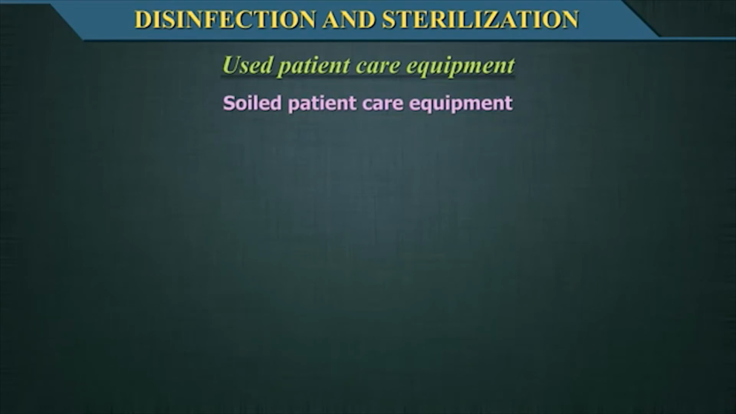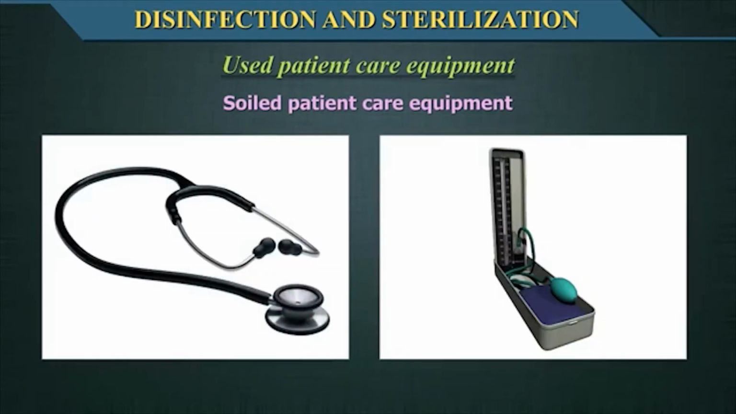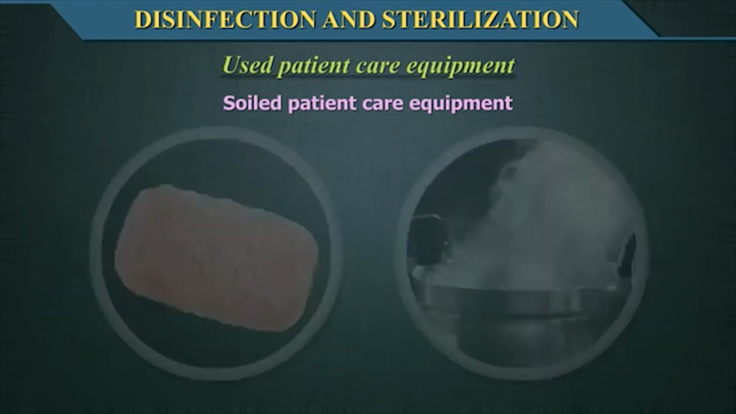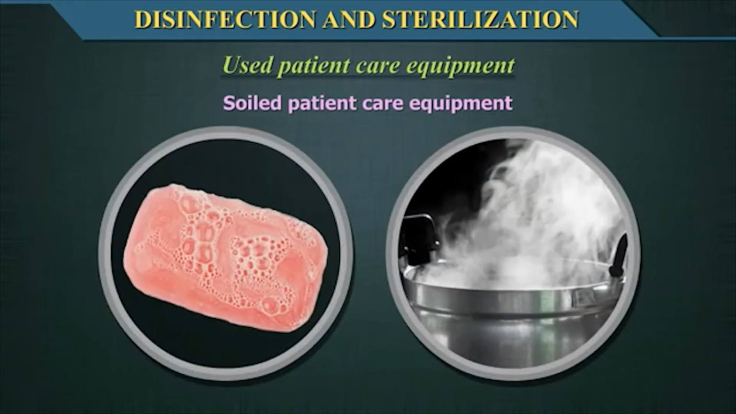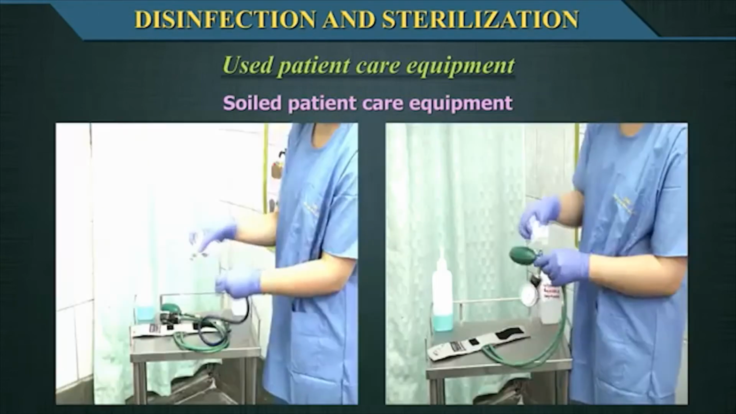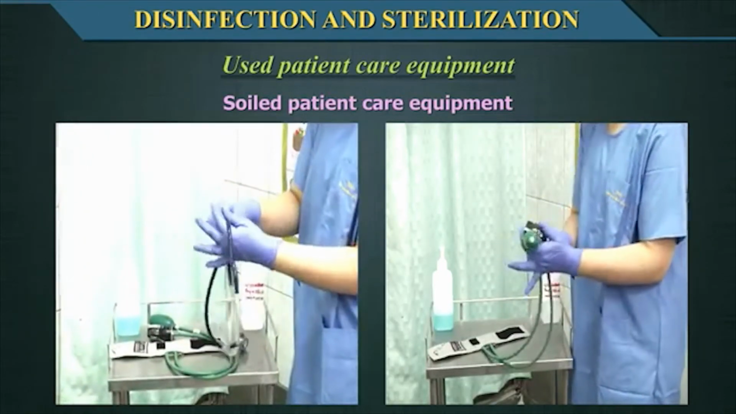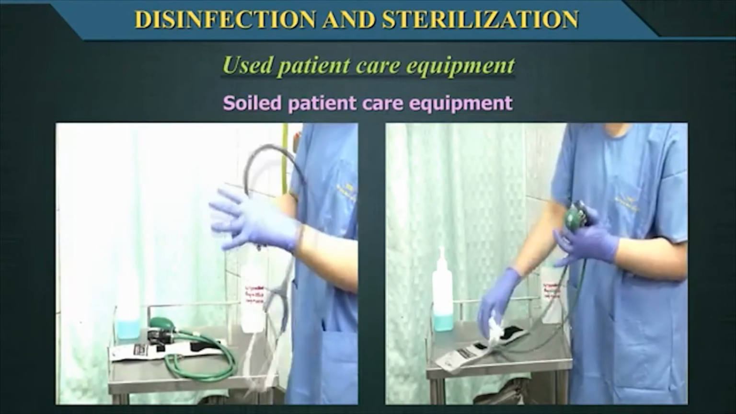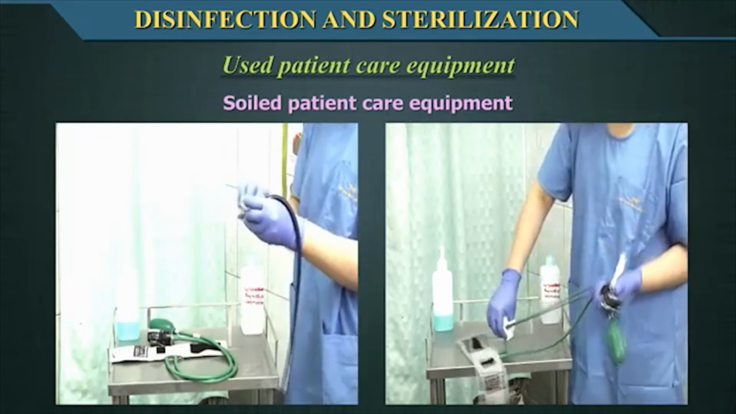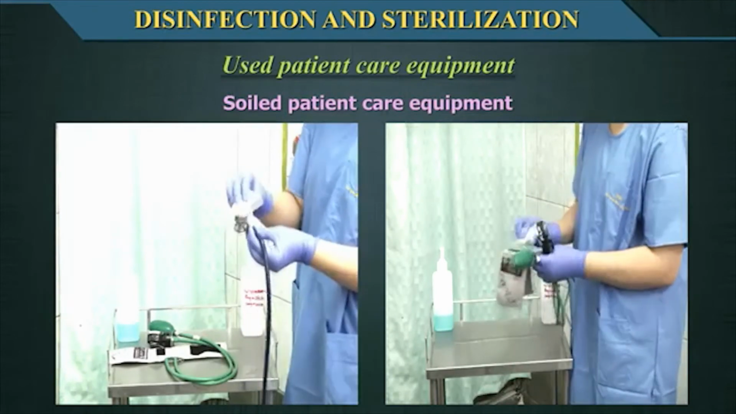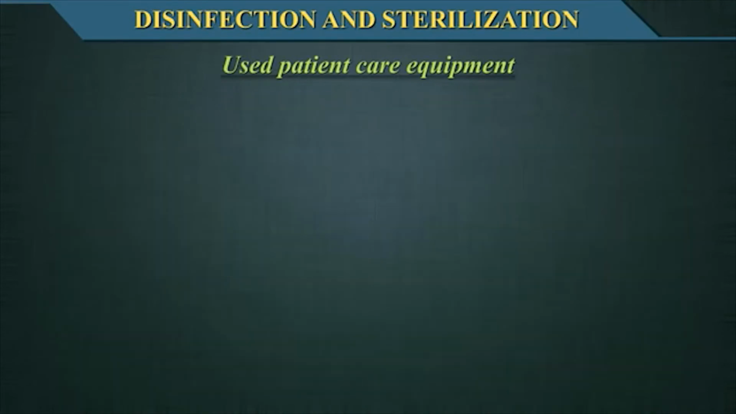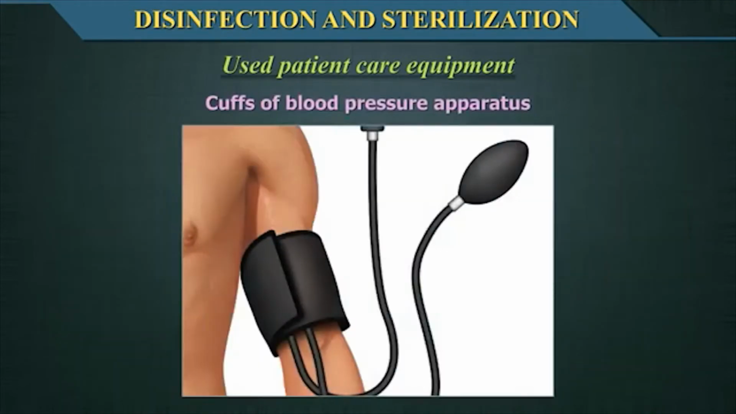Soiled patient care equipment, for example, stethoscope, blood pressure apparatus. Standard procedure: clean with detergent and water and dry. May be wiped with sodium hypochlorite 1 to 2% or 70% alcohol, and dried after cleaning. Always clean between patient use.